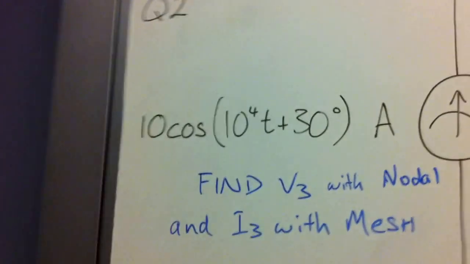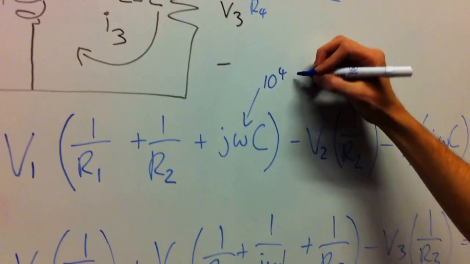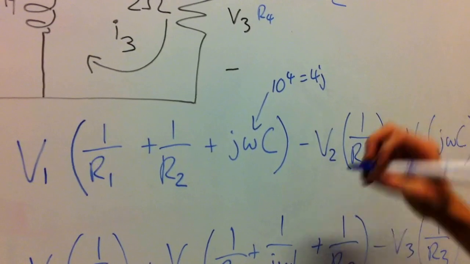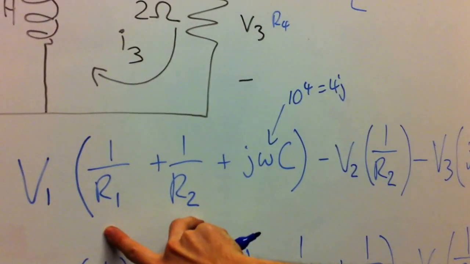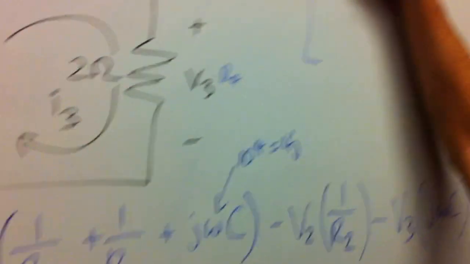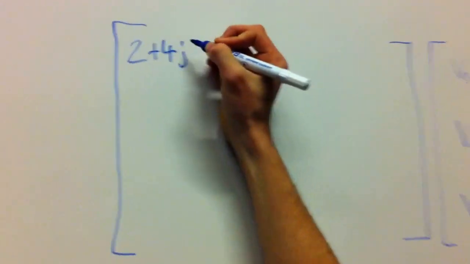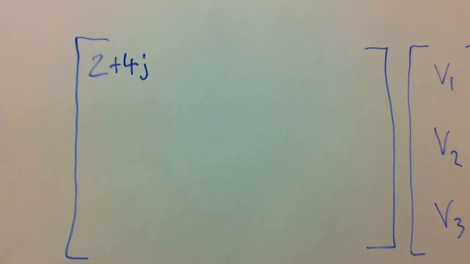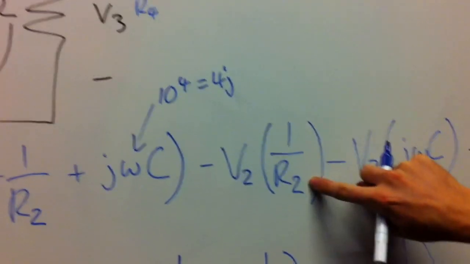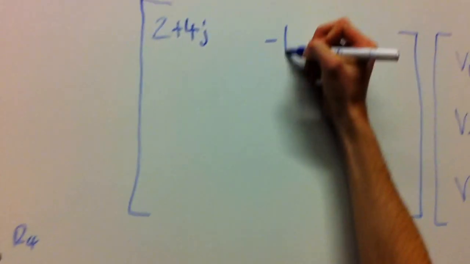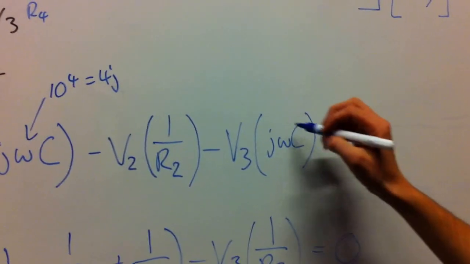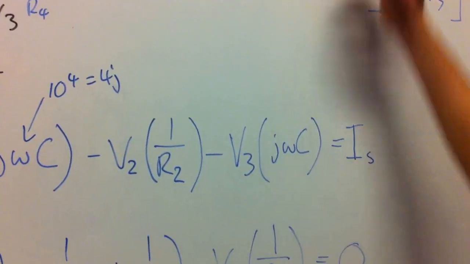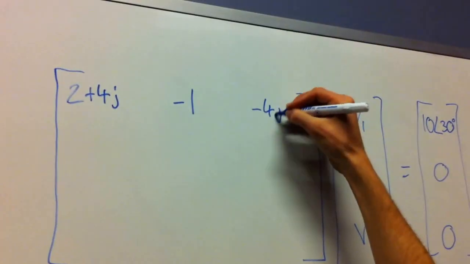So that becomes 4J with the capacitor at 400 microfarads. And this is just 1 plus 1, so we're going to get 2 plus 4J here. Here we've just got 1 on 1, negative at the front, gives us negative 1. And here we've got J omega C again, which gives us 4J. We've got the negative out the front, so negative 4J.